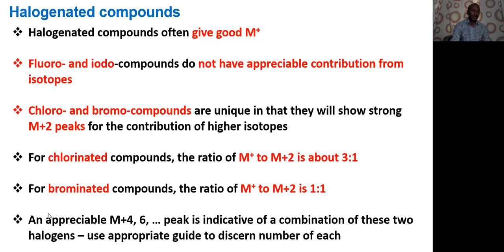Sometimes you can also find an M+4 peak and an M+6 peak. This is because of a combination of these isotopes in the molecule. If you have both 35 and 37 present, then you have the combination of that, so you will have M+4 and M+6 peaks. So that is about the halogenated compounds.